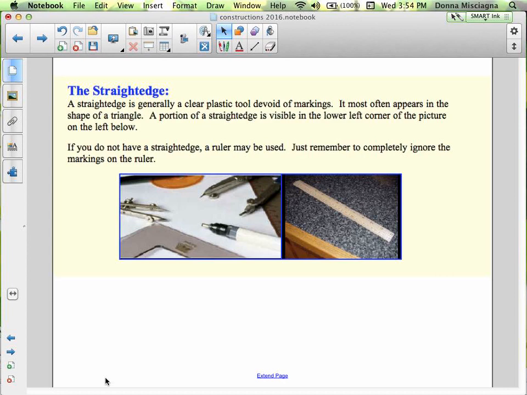And so the straight edge is generally a clear plastic tool devoid of markings. It most often appears in the shape of a triangle. A portion of a straight edge is visible in the lower left corner of the picture on the left below. So over here, I think you can see my pointer pointing to it. In the very lower corner there, and actually I can draw an arrow to it. This right here, that is a straight edge.